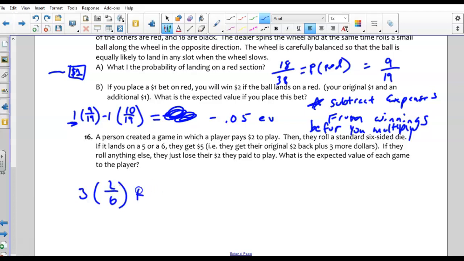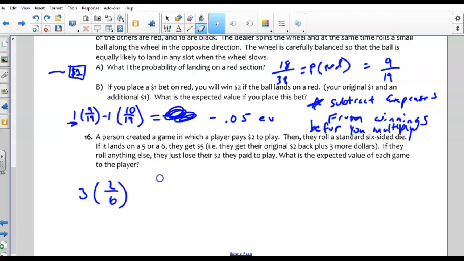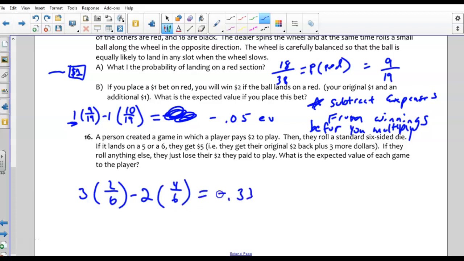And then if they roll anything else, they will just lose the $2 they paid. So I'm going to make that a minus $2 if I land on anything else, which would be 4 out of 6. That gives me a negative 0.33 for my expected value. So I just want you to remember, you've got to subtract, guys. You've got to subtract your expenses from your winnings.